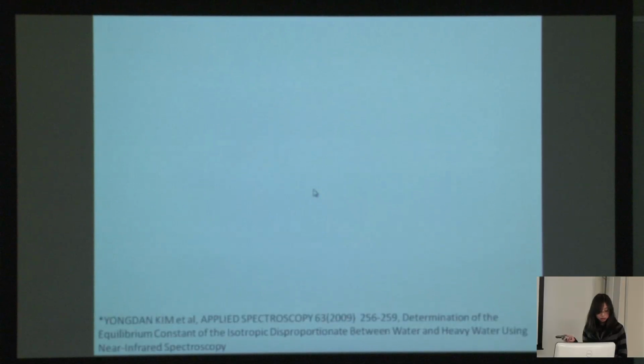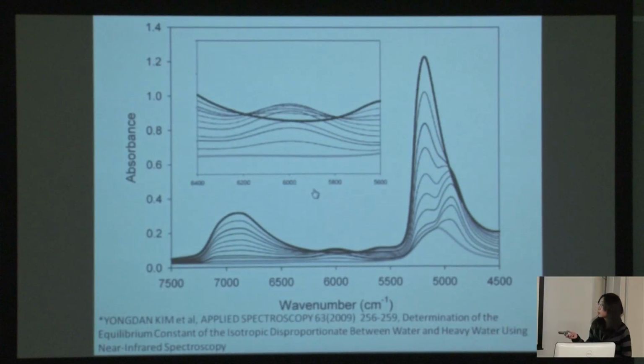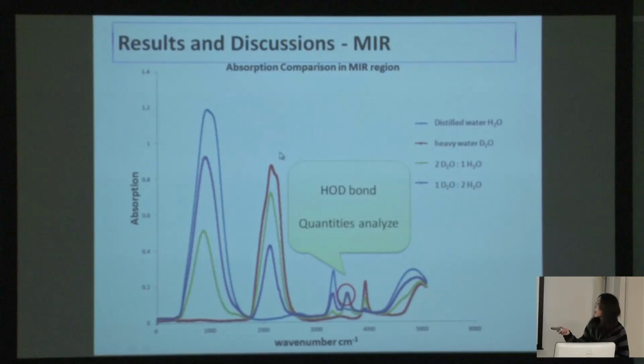Here is another reference. In this paper, the author used 6,000 per centimeter as the quantitative analysis index. So in my experiment, I hope I can use 3,500 per centimeter as the HOD band quantitative analysis index.